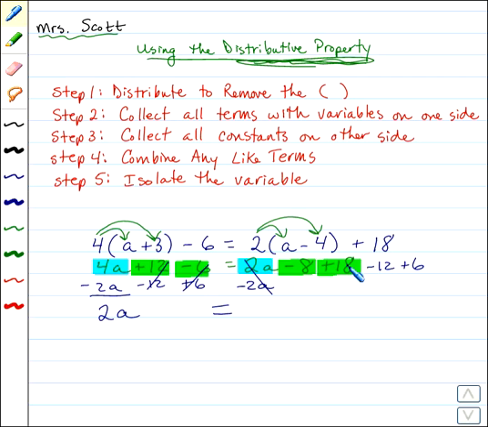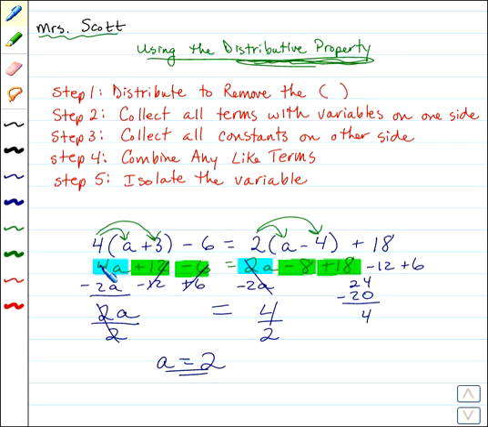So now I need to combine these. Let me combine my negatives first. I have negative 8 and negative 12, which is a negative 20. And I have 18 and 6, and when I add those together, that's a 24. So 24 minus 20 is 4. So when I combine all of those, I know that I have 2a equals 4. And now I need to isolate my variable. Here's my variable a, which means I need to undo this multiplication by dividing. And I get that a equals 2. And I'm done with my problem.